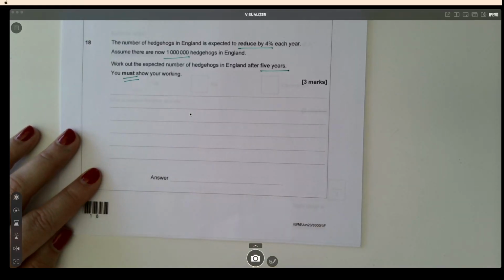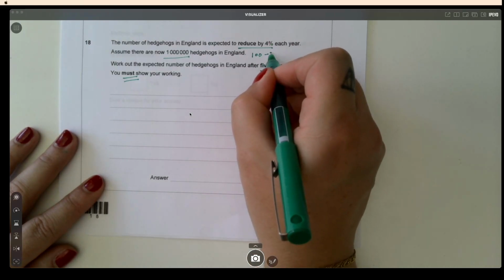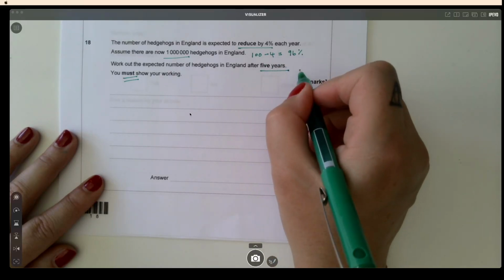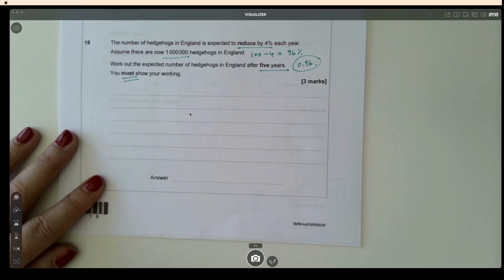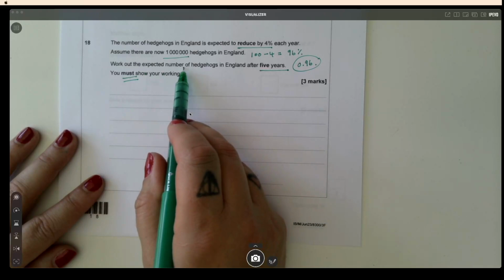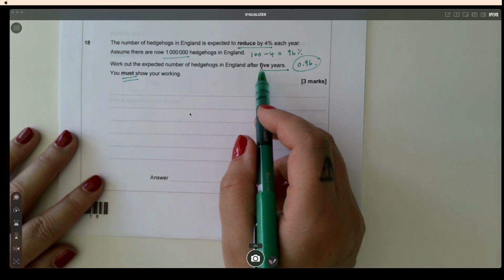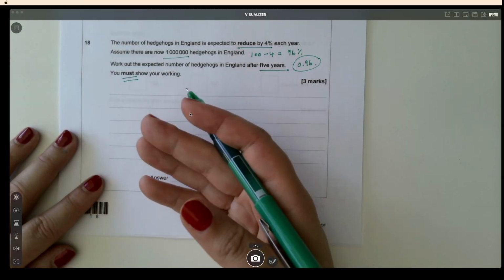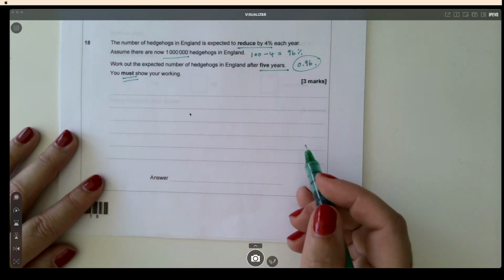Okay, so if we're reducing by 4% each year, 100% subtract 4 would be 96%. 96% as a multiplier is 0.96. So this is what we're going to use in our calculation to reduce by 4% each year. Now it wants the expected number of hedgehogs after 5 years. So we're going to use a formula that you may have seen as a compound interest formula, but it could also be used for depreciation problems, when there's a repeated reduction over a period of time.